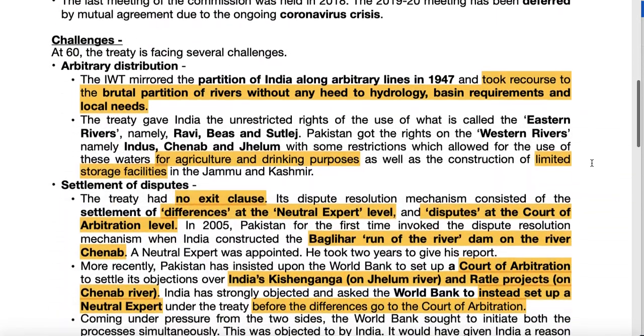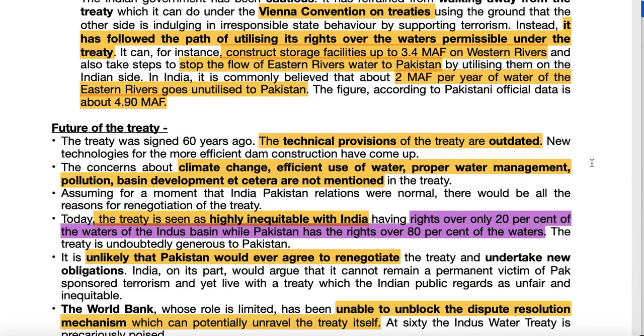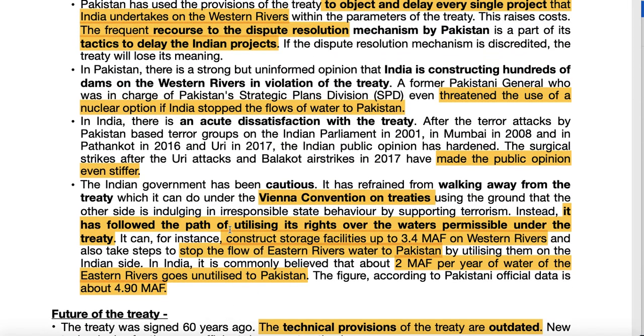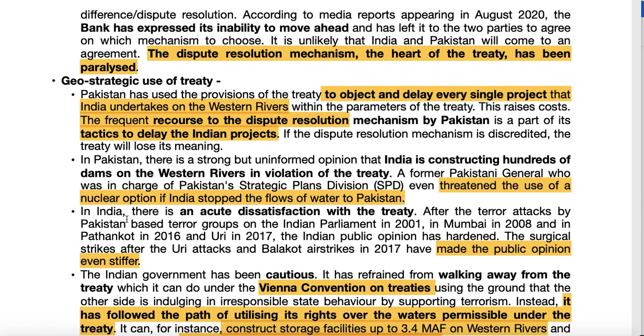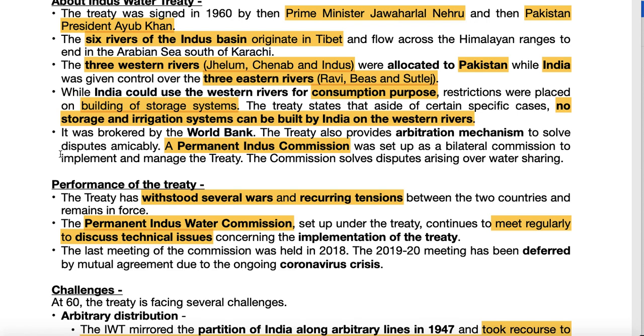So in this article, the author is the former deputy NSA of India, Mr. Arvind Gupta. He's saying that the treaty is precariously poised. Now, what is the term precariously poised? It means that this treaty is sitting on the edge of a gorge, and it may fall anytime. So this Indus Water Treaty has not been able to serve the purposes of either India or World Bank. It has only favored Pakistan. So it has been an unfair treaty.